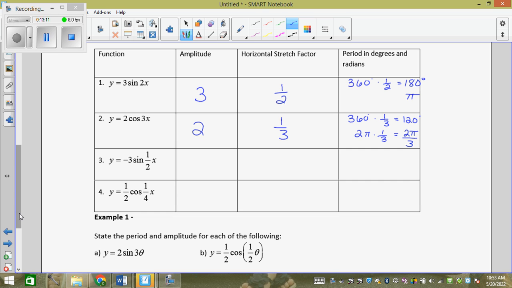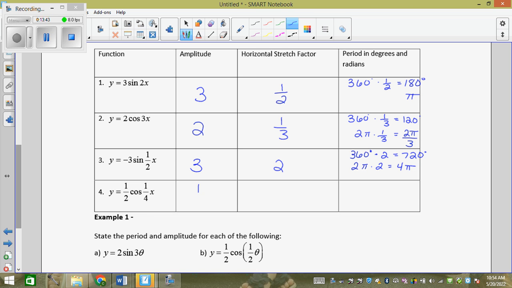This one, what's my amplitude? 3, not -3, right? Because the amplitude is always positive, and it's the vertical stretch, not the reflection. And a horizontal stretch by a factor of 2. So the period is 360 times 2, so it's going to get larger, which makes sense. If you horizontally stretch by 2, you're taking 360 and you're making it 720. You're literally doubling it, right? And then 2 pi times 2 is 4 pi.